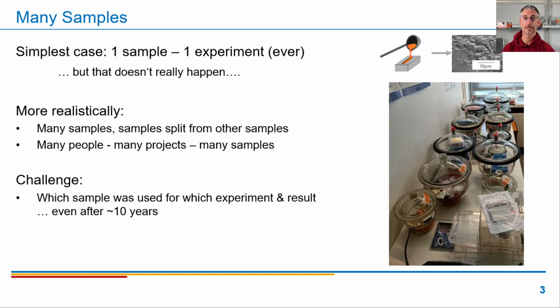More realistically, we have many samples, and also samples may be split from other samples. And we also have a lot of people in our CSC. That means many projects, and that in turn means many samples. So the challenge is which sample was used for which experiment and which result. And also, since we need to preserve all the information as part of the DFG strategy, we need to be able to do so for years to come.